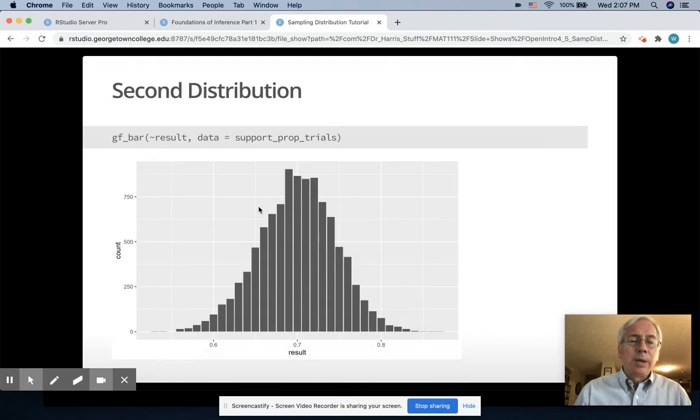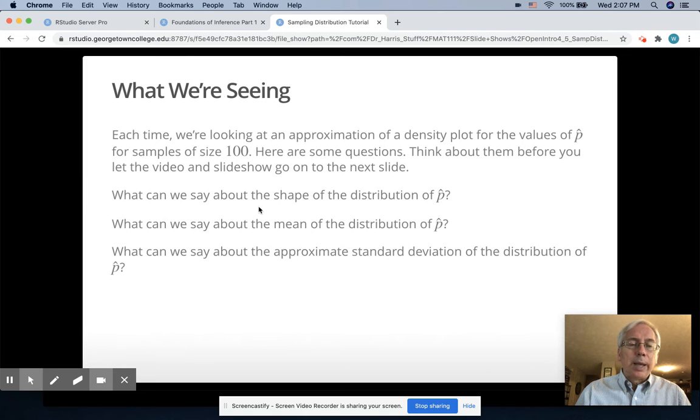So I'll come back here for a second, let you look at this, and then in the slide after the one we just saw, I'll attempt to answer those questions. So you may want to stop the video for just a minute and think about what the answers to these questions might be: shape, center, spread. Let's give you a second to think. And let's go and look at the answers now.